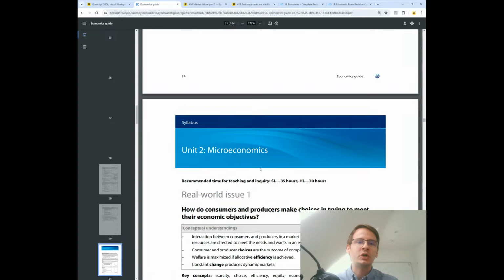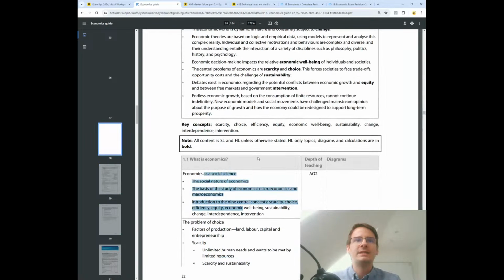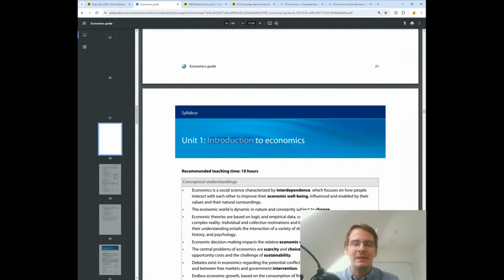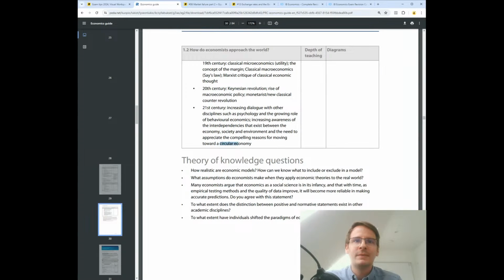Now, there are some teachers who say that the first unit, this introduction to economics, is not important. Let me tell you something. The last two words of this section, circular economy. This is the only part in the whole syllabus that the circular economy appears, and yet it has already been part of an exam question. Most students were confusing this with the circular flow of income, which is a completely different thing.